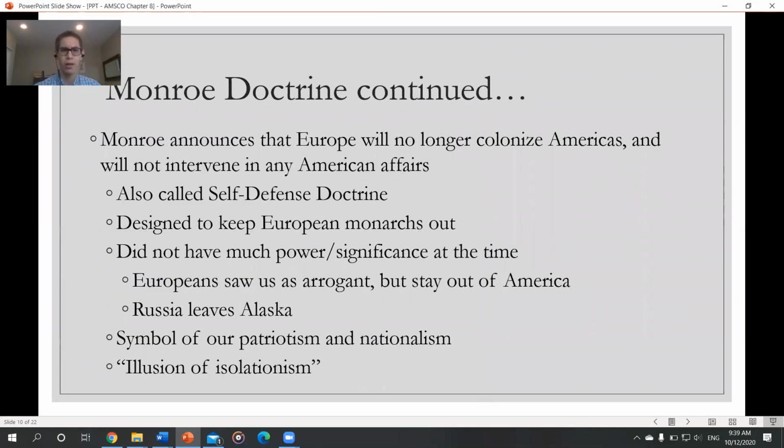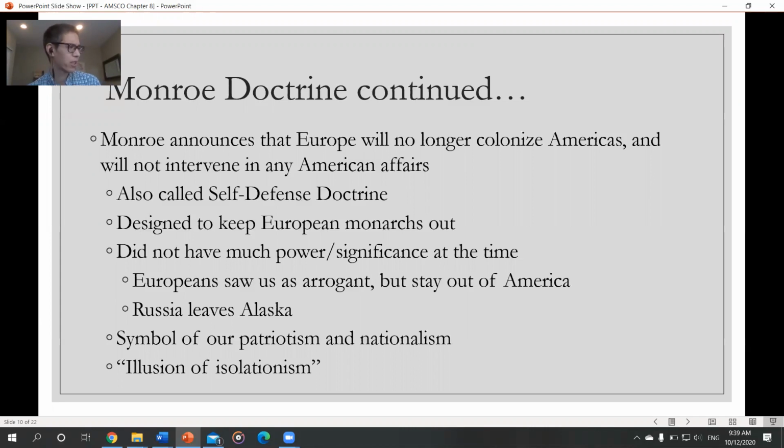To add on a little bit more on the Monroe Doctrine, James Monroe announces that Europe will no longer colonize the Americas, will no longer intervene in any American affairs. And the goal of this was to keep Europeans out, and allow us to defend ourselves and defend our land, quote unquote, our land, because they're extending that to the Americas. This was a huge symbol of patriotism for the Americans because they're standing up for themselves against the big bad Europeans and they're showing how strong they are.